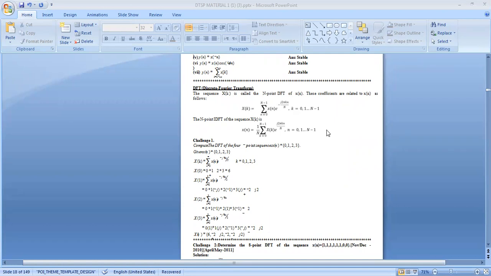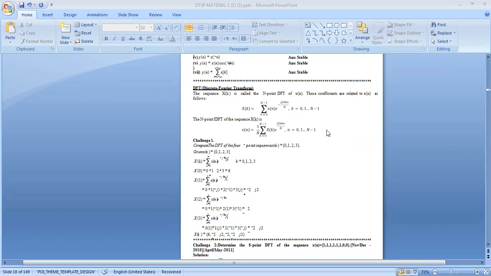Today we are going to see about the discrete Fourier transform, shortly noted as DFT. The sequence X of k is called the N-point DFT of x of n. These coefficients are related to x of n as follows.